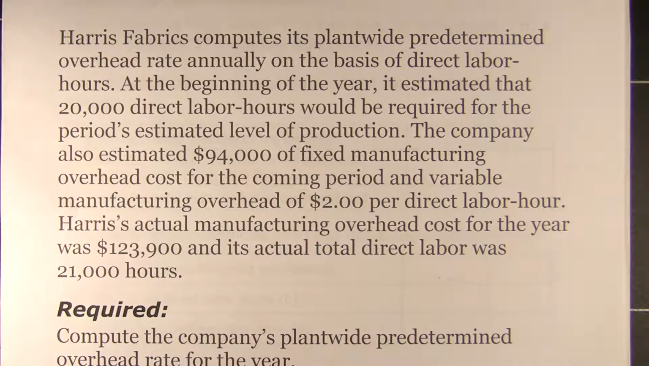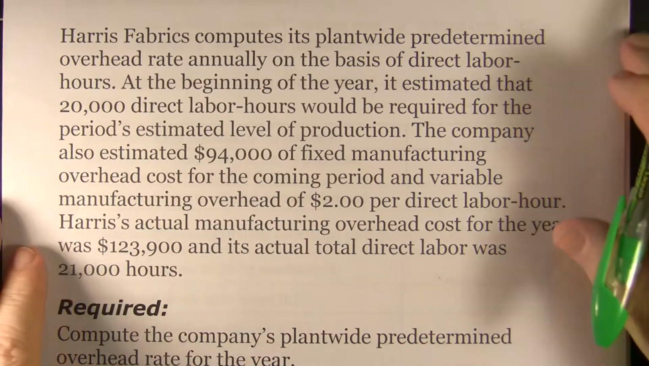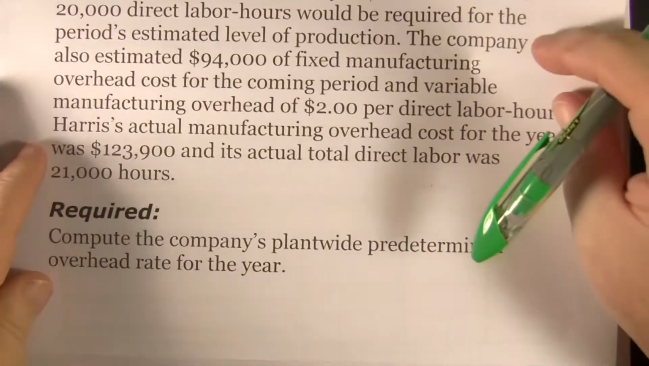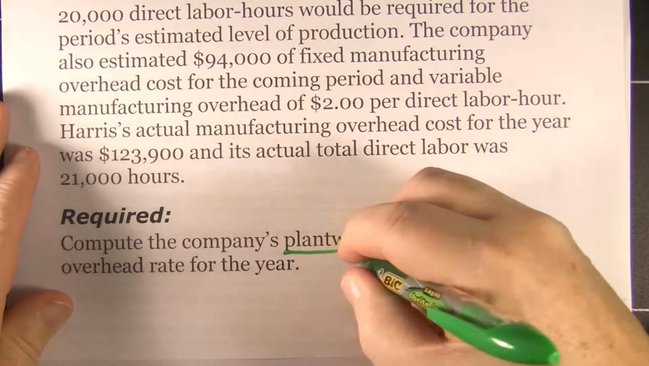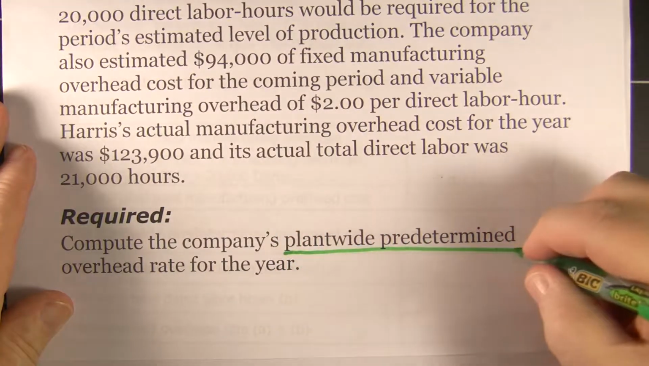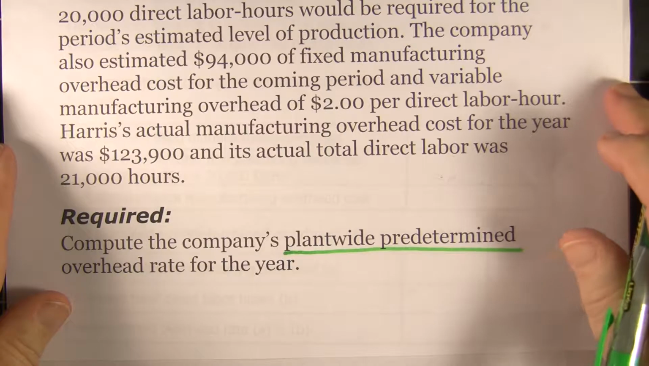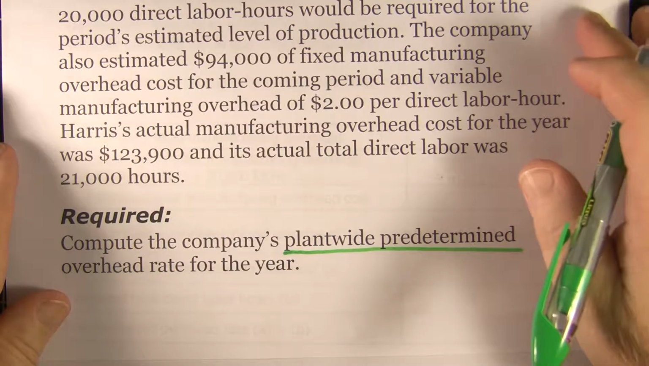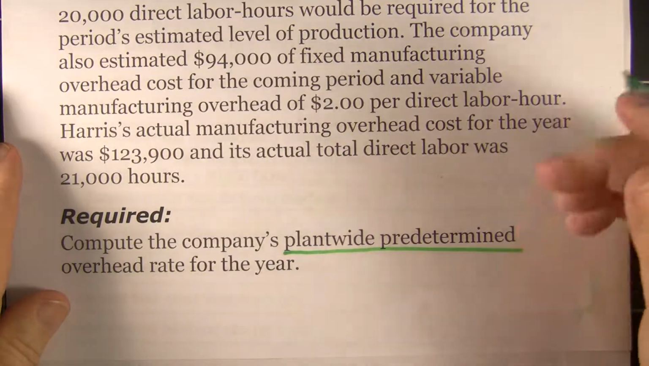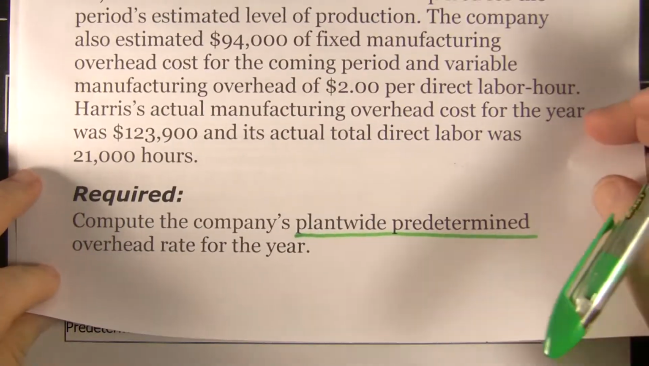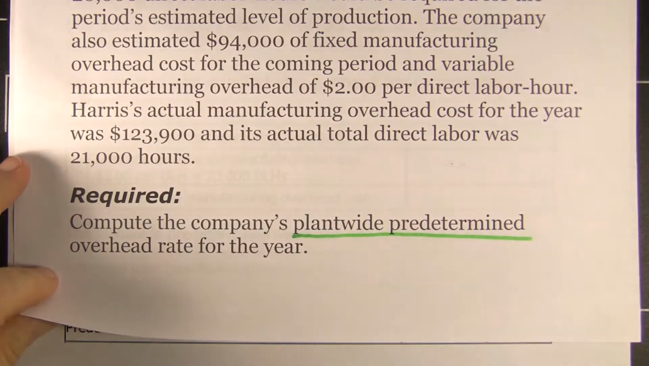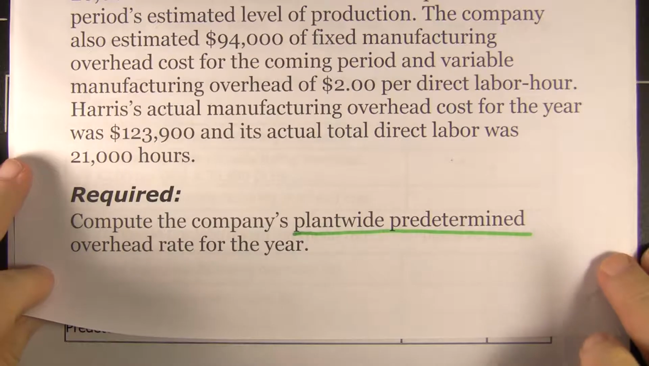And I always recommend, when possible, make sure you know what they're asking. And this question simply asks, plant-wide predetermined rate. Predetermined means at the beginning of the year. So anything that they talk about in terms of actual or throughout the year, we really don't care about.